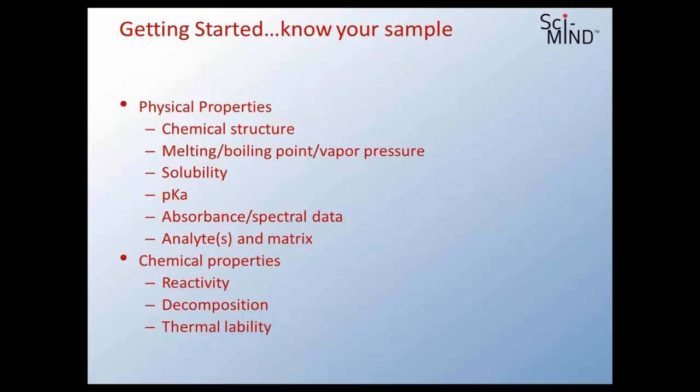What are the kinds of things that I like to know about my analytes and about the sample matrix before I even go into the lab and start working with it? What are the physical properties? I start off with what's the chemical structure? What is it that we're looking for? Do we have data on this thing? Melting points, boiling points, vapor pressures. That's going to help us decide, can we do gas chromatography on this, or are we doing HPLC?